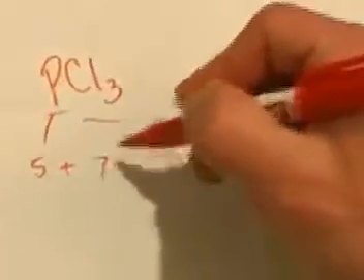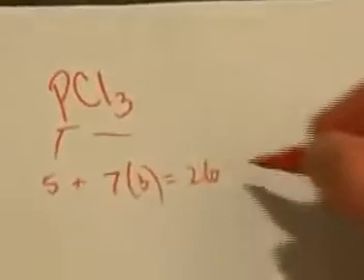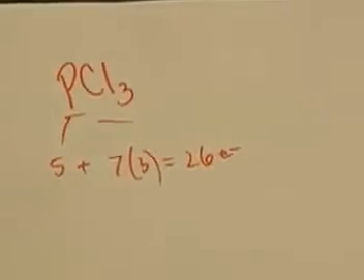Okay, find phosphorus on the periodic table. Phosphorus is right here. Phosphorus is in group 15, so that means there's 5 valence electrons. Chlorine's in group 17, it means it has 7 valence electrons. So when I sum the total, phosphorus is 5, chlorine is 7 times 3, that's 21, plus 5, that gives me a total of 26 valence electrons.